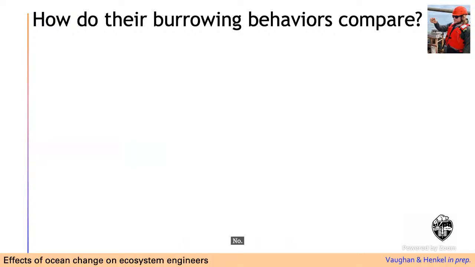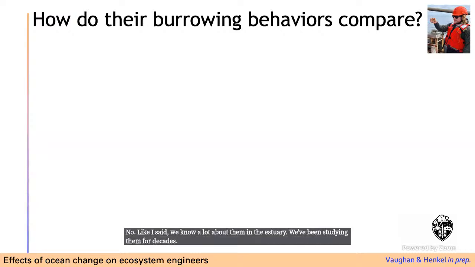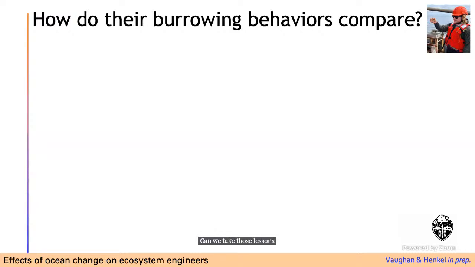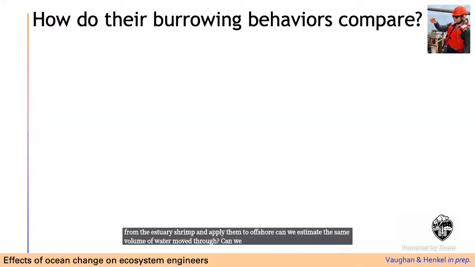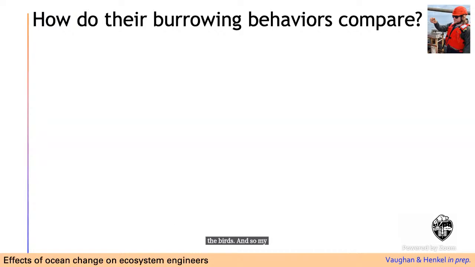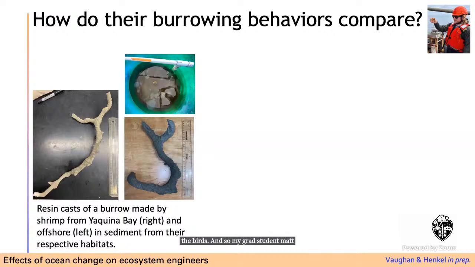So, how do their burrowing behaviors compare? Like I said, we know a lot about them in the estuary, we've been studying them for decades. Can we take those lessons from the estuary shrimp and apply them to offshore? Can we estimate the same volume of water moved through? Can we estimate the same increase of the surface area?